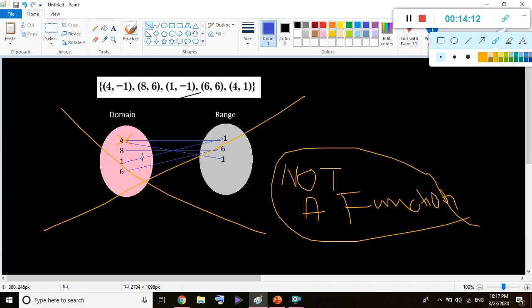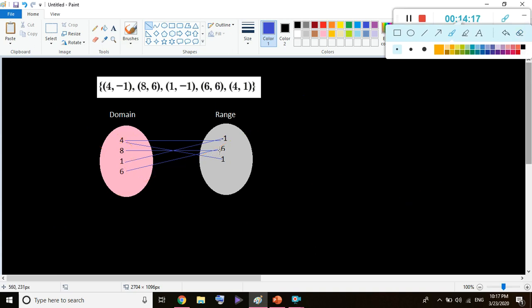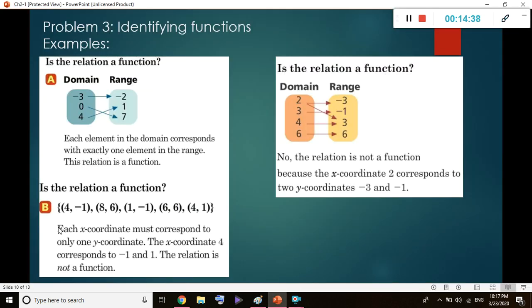But if I had, for example, here, let's see here, we're having 8 and 6, they gives me a range of 6, right? When the range has more than one domain, it's fine, but when the domain has more than one range, it's not fine. It does not make it a function. So this is not a function, we said. Let's check here. Each x coordinate must correspond to only one y coordinate. The x coordinate 4 corresponds to -1 and 1. The relation is not a function.